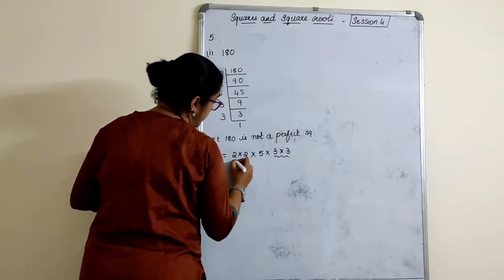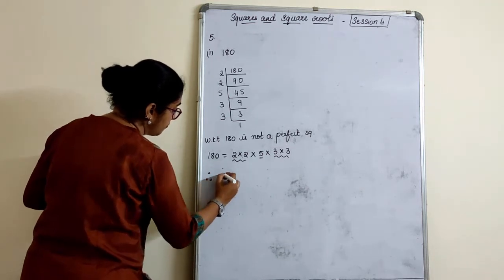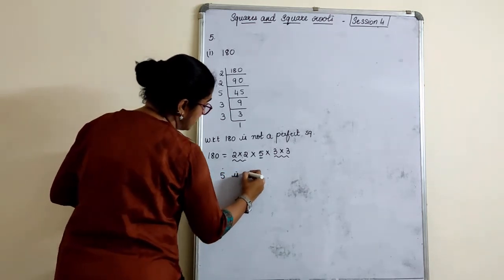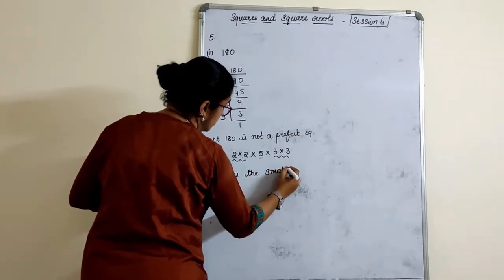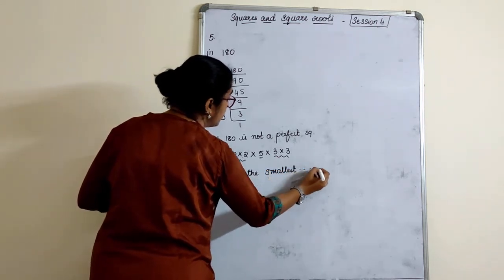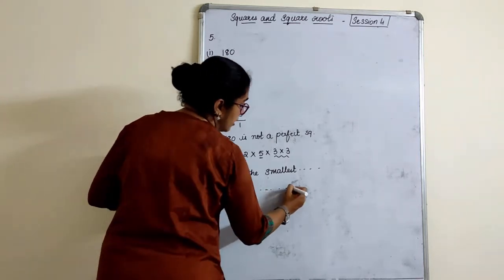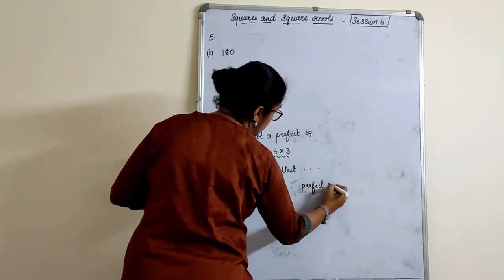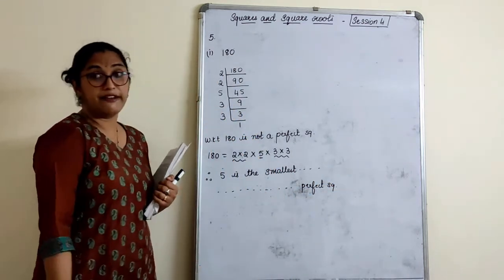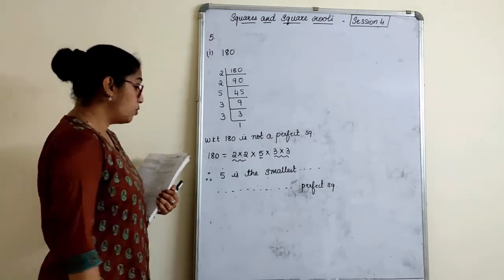So 3 is a pair and 2 is a pair, 5 is left alone. Therefore, 5 is the smallest whole number with which 180 must be multiplied to make it a perfect square. I have just skipped the lines I have to write. It is the same thing I have written from the previous one.